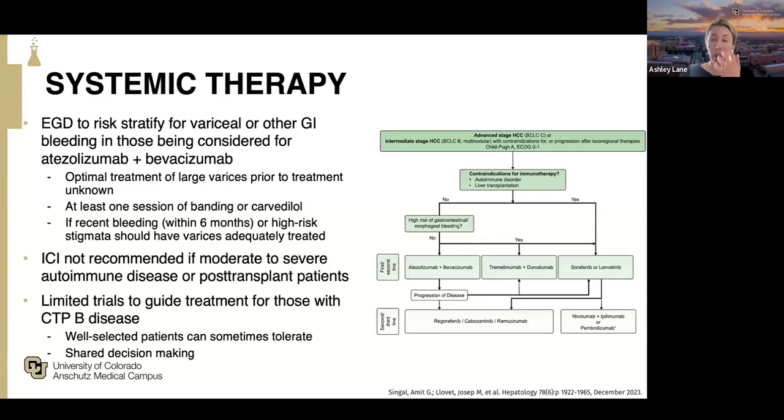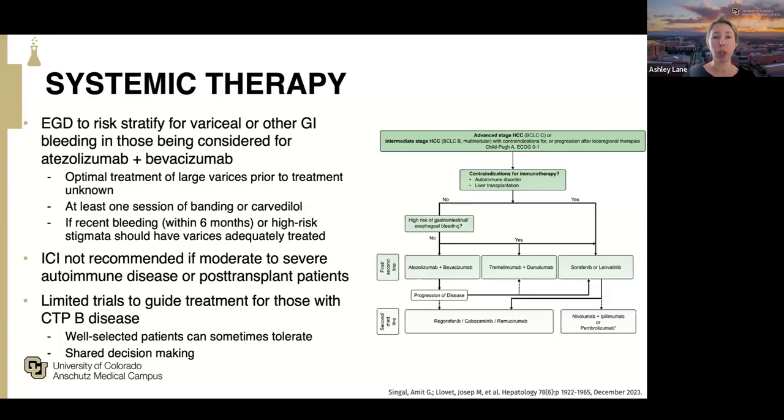For those, we're thinking about doing systemic therapy with the guidance of our oncology colleagues. Sometimes they'll ask us to do an EGD to risk stratify for variceal or other GI bleeding risks. That's particularly with the first line therapies of atezolizumab and bevacizumab, just because they're known to work on the VEGF pathway and increase the risk of bleeding. So we do screen them.